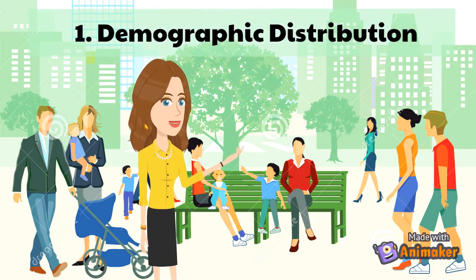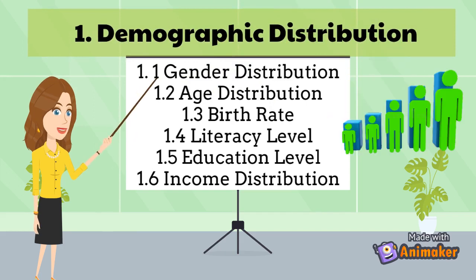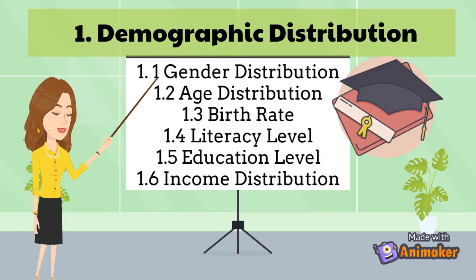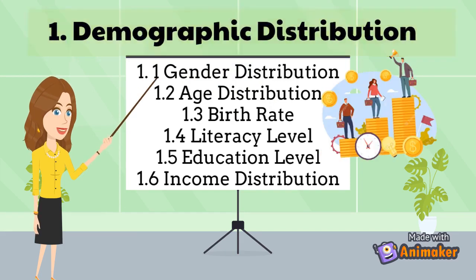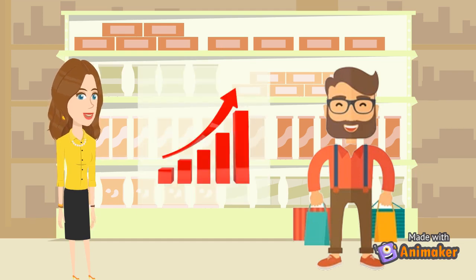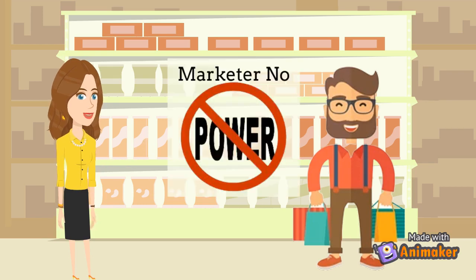First in population is demographic distribution. Demographic distribution is based on factors such as gender distribution, age distribution, birth rate, literacy level, education level, and income distribution. Example, male products, men's hair gel and facial shaver, will be in demand. From this statistical data of the male population, marketers have no power to control these numbers.